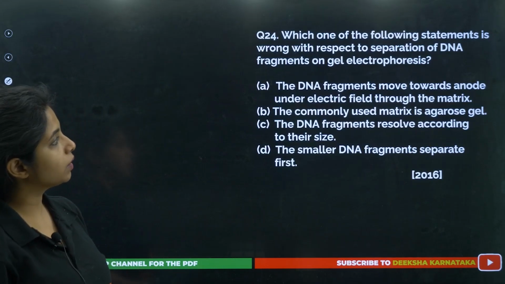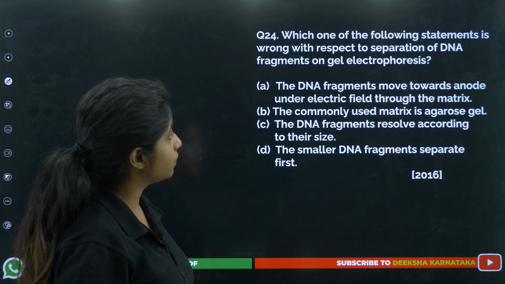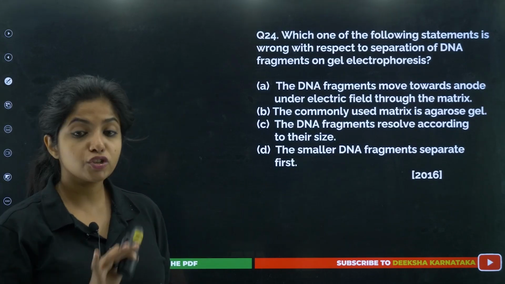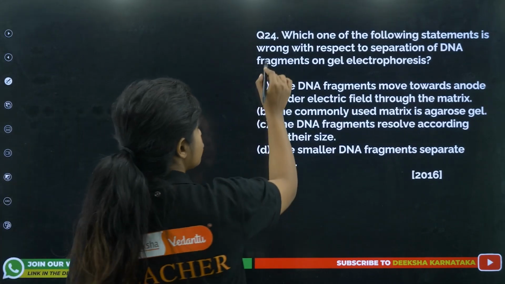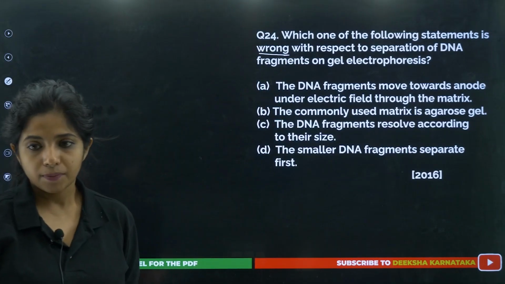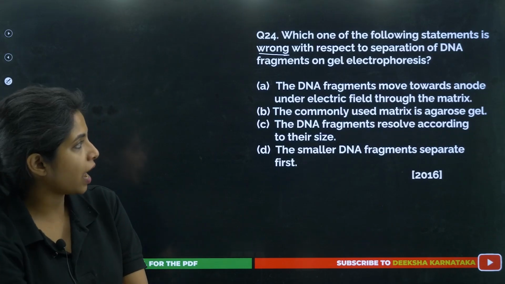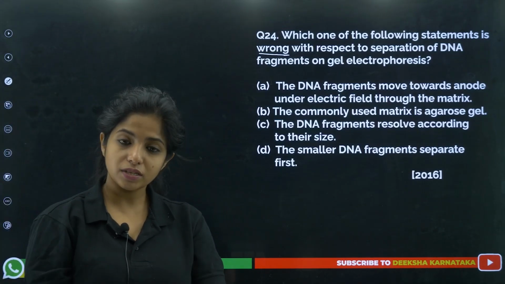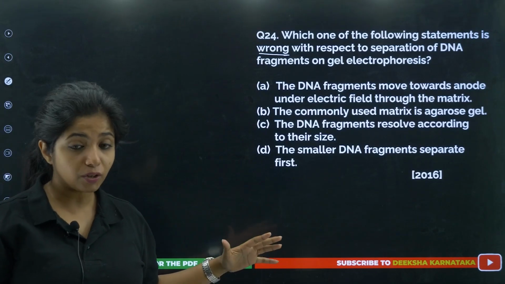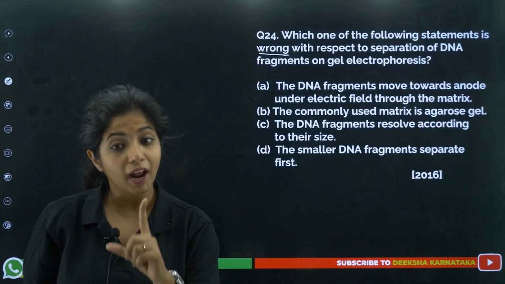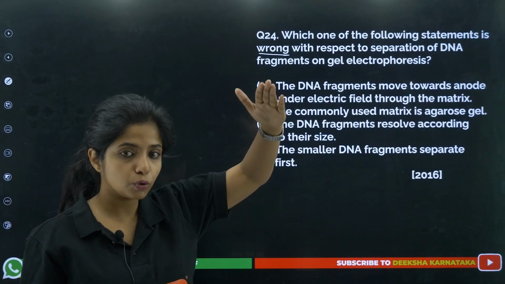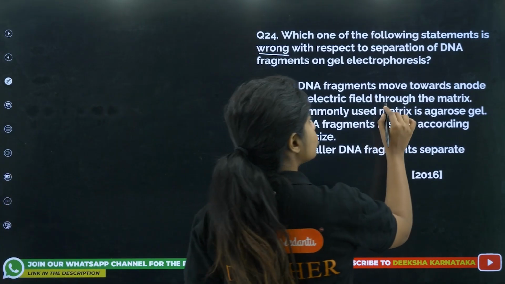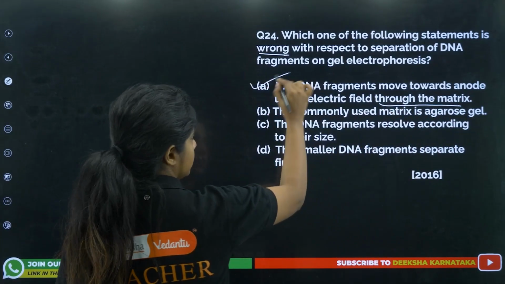Which one of the following statements is wrong with respect to separation of DNA fragments on gel electrophoresis? You have to find what is wrong, so underline what is wrong. The DNA fragments move towards the anode under an electric field through the matrix. Yes, DNA fragments generally move towards the anode. I told you anions are negative, but the anode is positive, and DNA is negative, so DNA will move from cathode to anode. And it is moving through the matrix. This is correct.